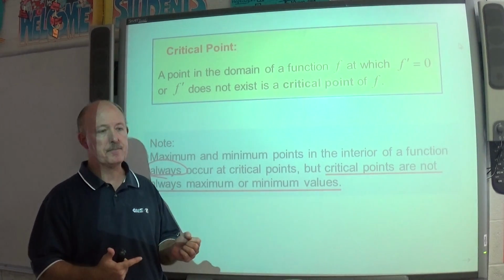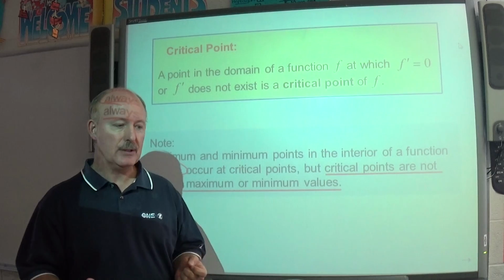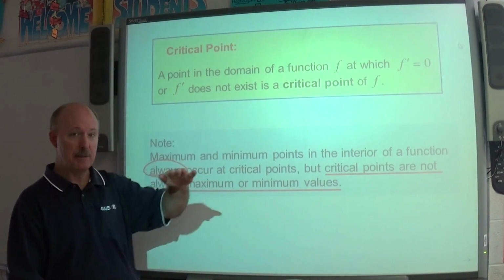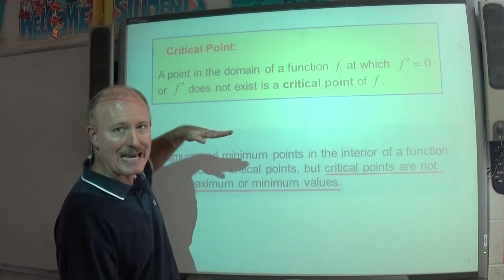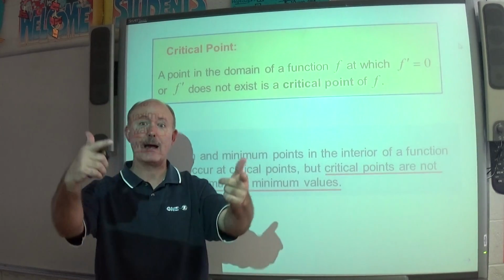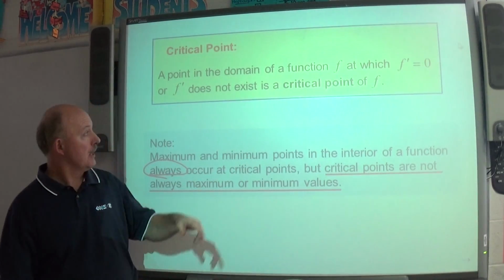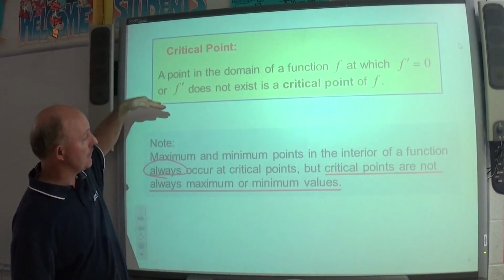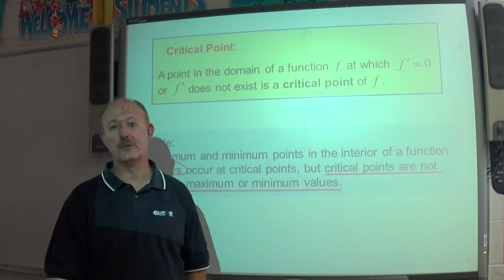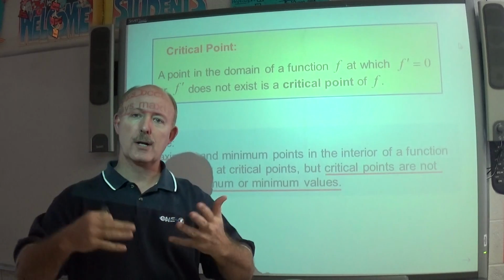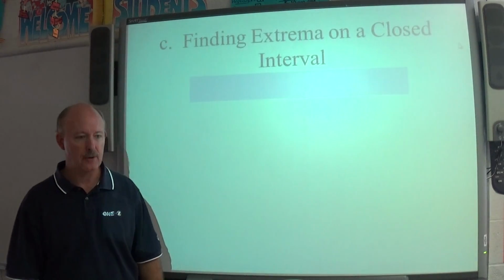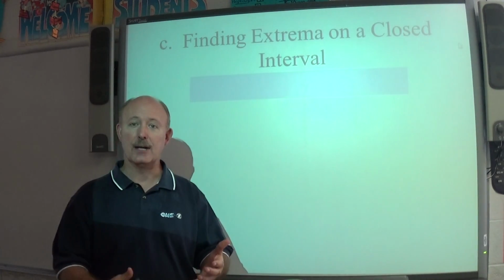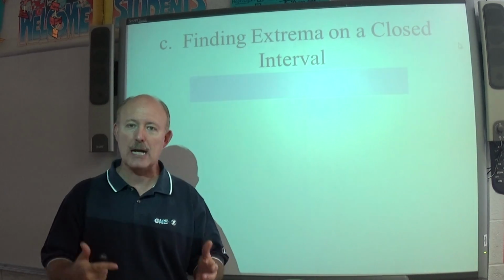The critical point is where the derivative doesn't exist. Now when I say the derivative doesn't exist, that means there will be a horizontal tangent line to the curve at that point. Or where the derivative is equal to 0, you have the horizontal tangent line, or it could be where the derivative doesn't exist. So it could be a corner or a cusp of some type on your curve.